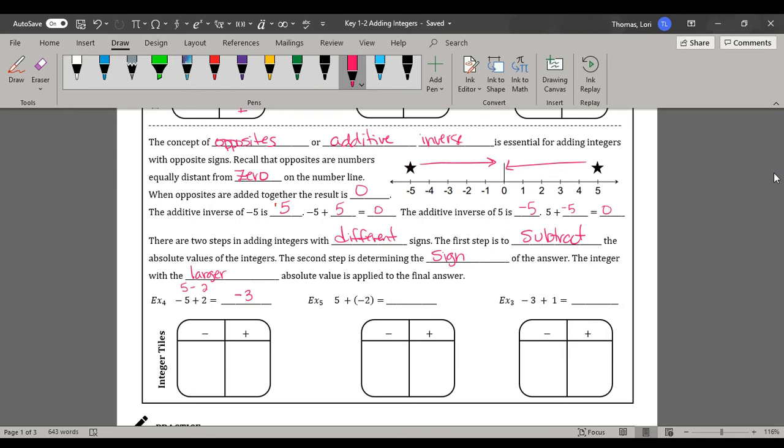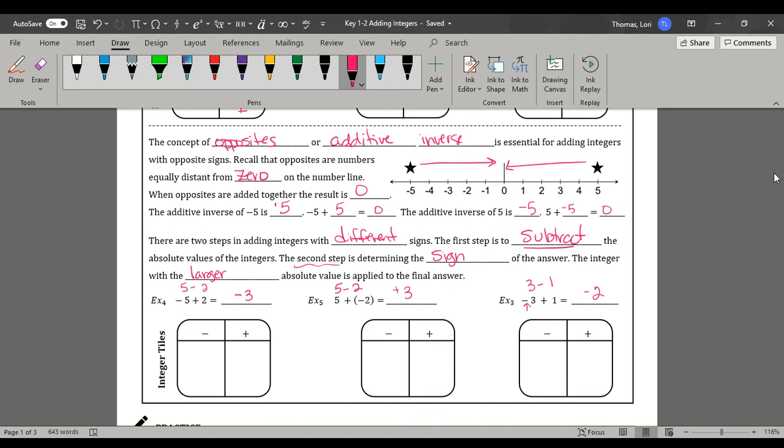Let's take a look at number 5. We have the absolute values, and it says to subtract the absolute values. We get 3. Then the second step, we look to see which absolute value is larger. 5 is still larger than 2, and this time it was positive, so our answer remains +3. Example 3, the absolute values are subtracted. We get 2. That's step number 1. The absolute value of -3 is 3. 3 is larger than 1. Therefore, our answer is going to be negative because the original integer before the absolute value was negative.